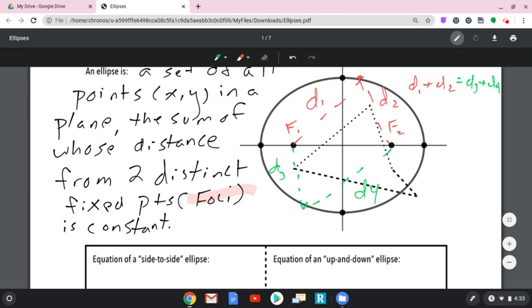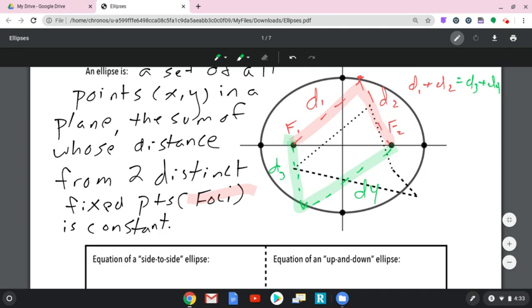If I added up the distance between each foci and the point on the ellipse, the sum of the distances is constant. That's what they mean by being constant. D1 plus D2 would always be equivalent to D3 plus D4, no matter where my x and y coordinates moved on my ellipse. That's the example of our ellipse, so we will have two foci on every ellipse.